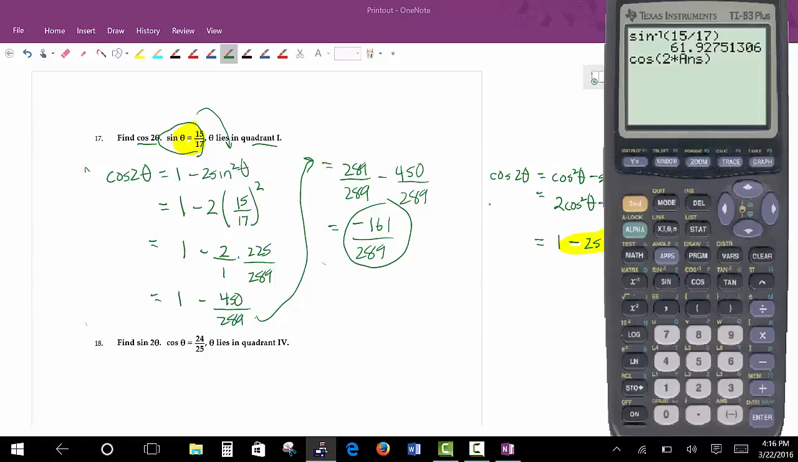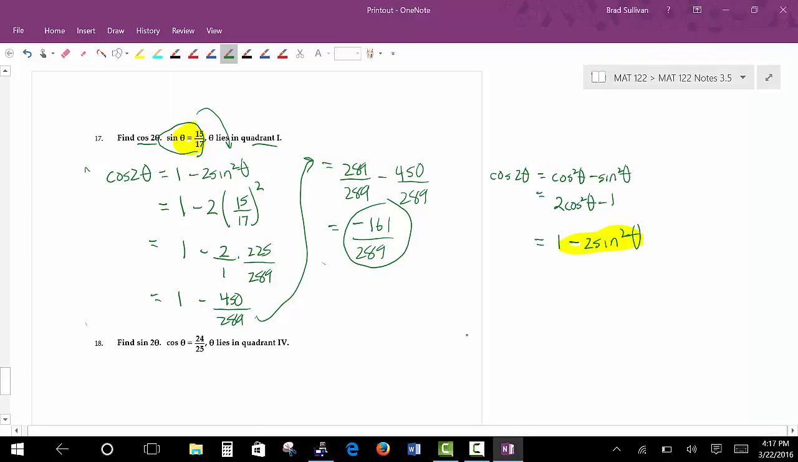Now if I just do the cosine of double that angle, I'm going to use the answer key because the 61 is stored. That'll give me that. Now if I take my answer, negative 161 divided by 289, I get the same answer. So you can check on your calculator with this problem.